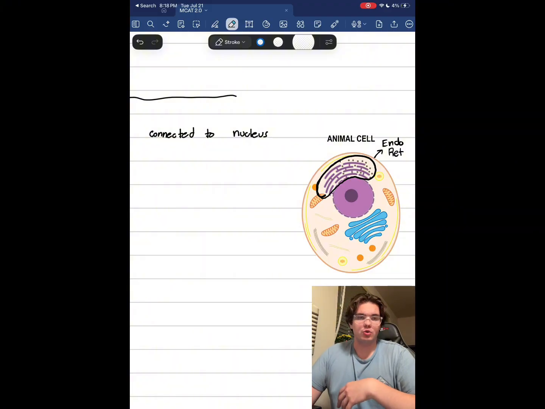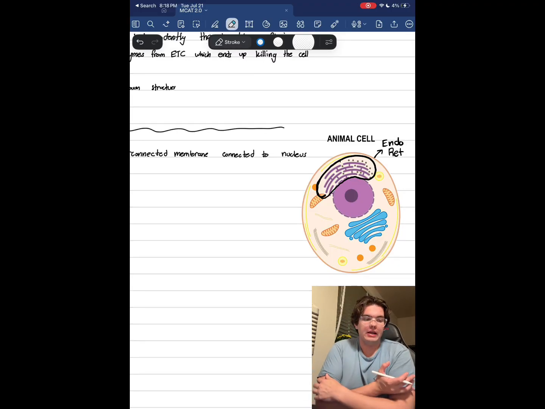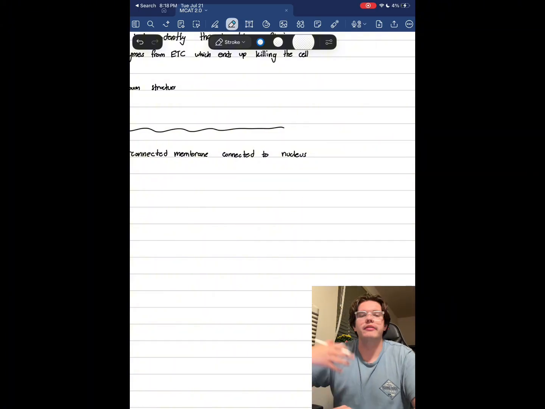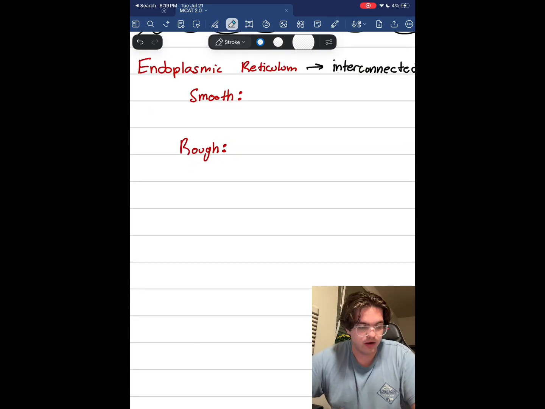Because we're going to get into the workflow of the cell and where things go throughout the cell, it's important to know that the ER is connected to the nucleus, because a lot of the things coming from the nucleus, mainly the mRNA, are going to go to the ER before they go to other places, right? And that brings us to smooth versus rough.